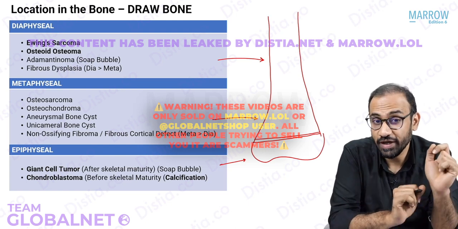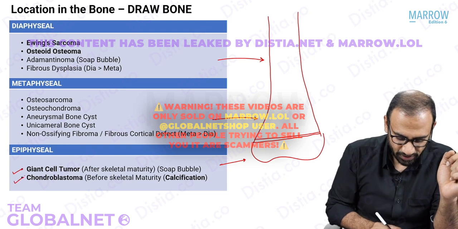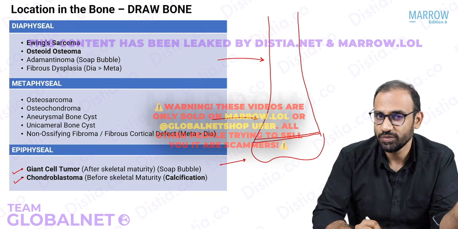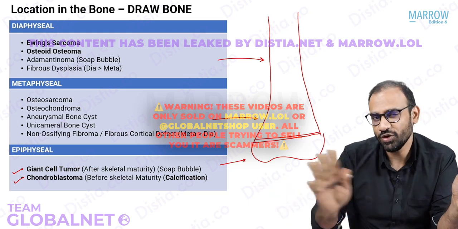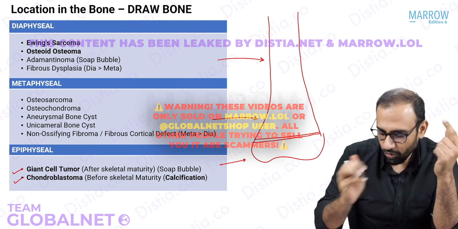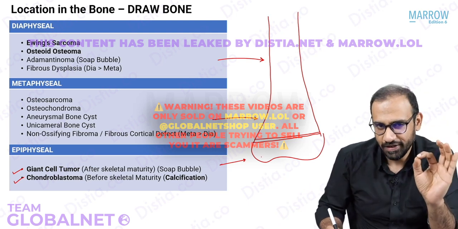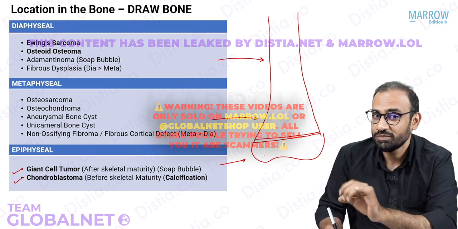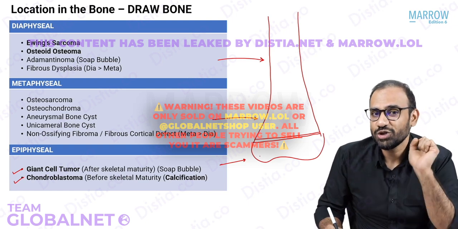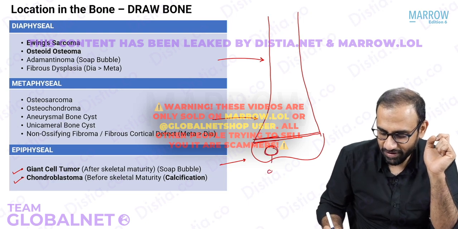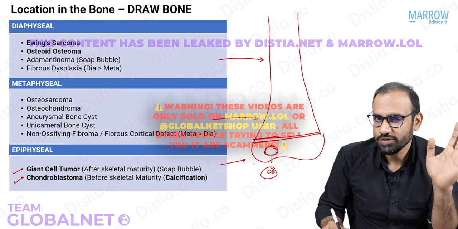What are the two tumors of the epiphysis? Giant cell tumor and chondroblastoma. Now, how do you differentiate between these two? We'll read the theory, but I'm telling you, theory is not very important. Making the diagnosis is important. So how do you differentiate? Both of them occur in the epiphysis, right? Chondroblastoma occurs before growth plate fusion, meaning a skeletally immature patient. Skeletally immature means the growth plate will be visible on X-ray. Lesion in the epiphysis, think chondroblastoma.